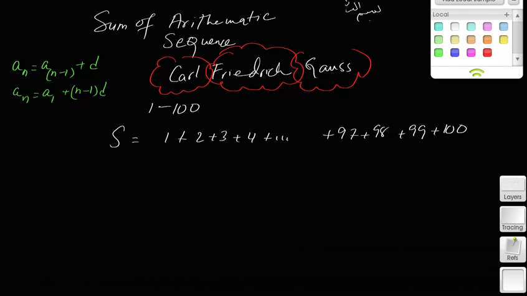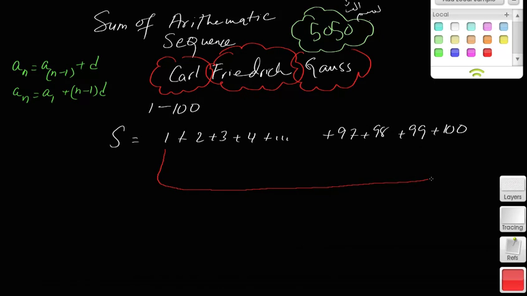And Carl Friedrich Gauss's genius was that within seconds he said, "I have the answer." He wrote on his little slate and gave it to the teacher, and said, "The answer is 5,050." And he got that within seconds. Now, how did he do it? I don't know how he did it, but it is a mathematical trick. So what he did might have been like this.